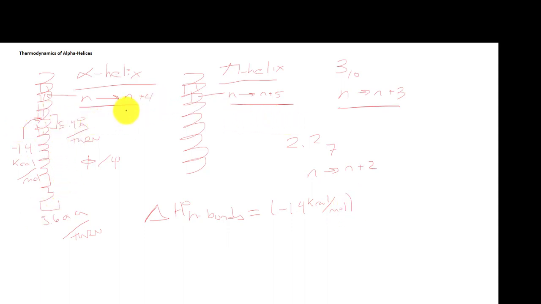Now, for an alpha helix, we mentioned that there is N to N plus 4 hydrogen bonding, and that means down here at the helical nucleus, if I zoom in on this, we're going to start getting some hydrogen bonds that snake up the backbone. But on the bottom of the helix, we're going to have some unsatisfied hydrogen bonds to the backbone at the very bottom of the helical nucleus. We're only going to start forming them once we make a full loop. And so if we have N to N plus 4 hydrogen bonding, we're going to have N minus 4 H bonds.